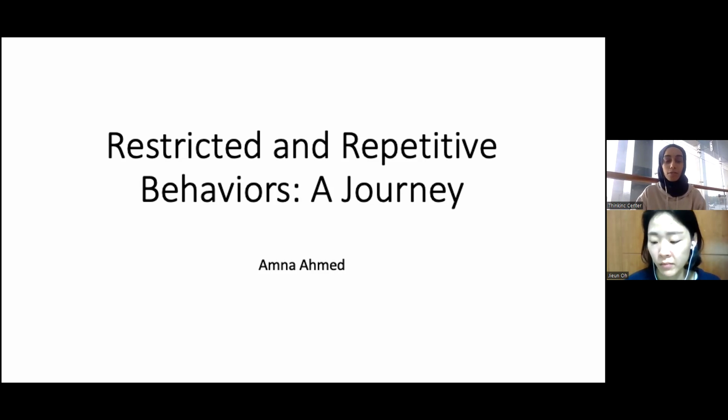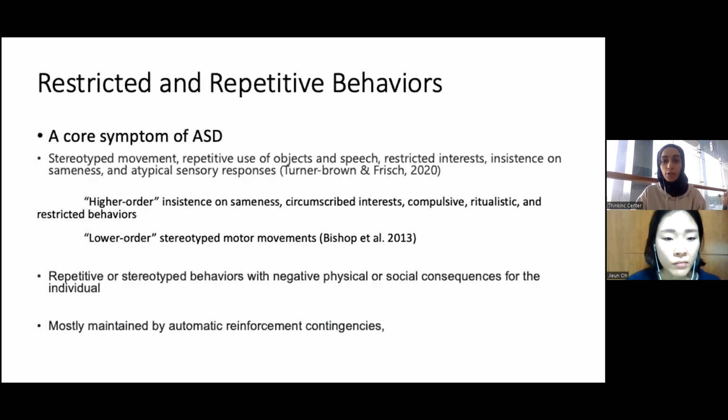All right, so first of all, of course, is the definition. Restricted and repetitive behaviors are a core symptom of autism spectrum disorder, and they are in the research.